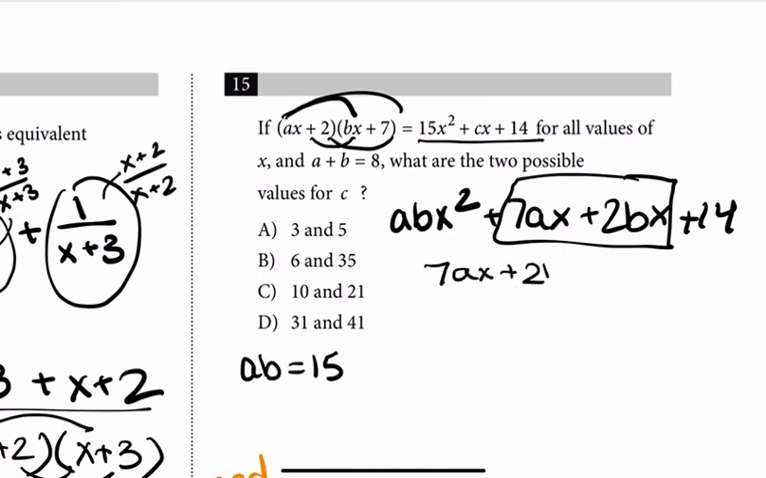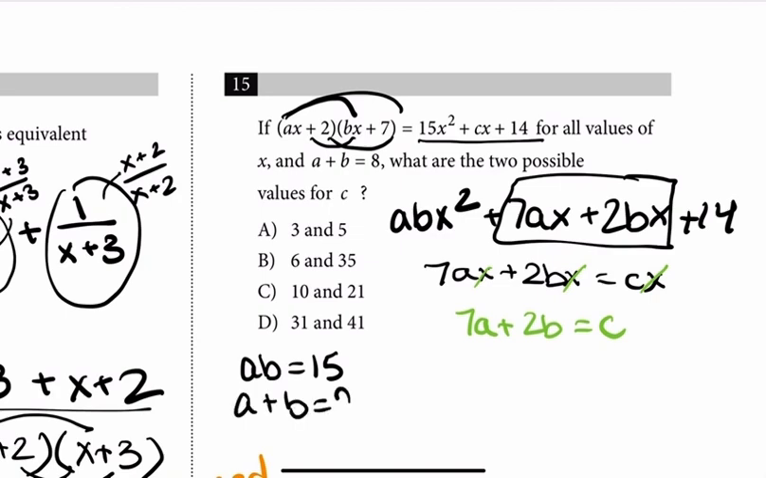7ax plus 2bx equals CX. And what I can do with that is I can get rid of the x's. So I can cross them out, and then I'm left with 7a plus 2b equals c. Okay, what else are they telling me in the question? They're telling me that a plus b is equal to 8.